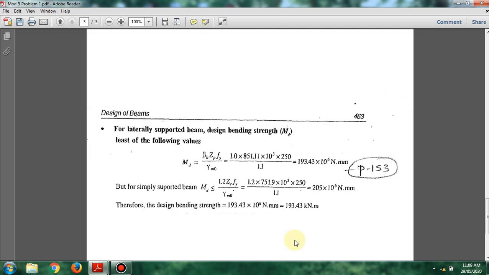So in short, first we have to write the properties of ISLB 350 at 486 Newton per meter from the steel table, and ZE and ZP from IS 800 2007. Next we have to calculate the B by TF ratio and D by TW. Depending upon these two values we will decide the section classification. We got the section as plastic, so beta B will be 1, and we calculate the design bending strength. There are two formulas to find the design bending strength: beta B ZP Fy divided by gamma m0, and for simply supported it is 1.2 ZE Fy divided by gamma m0. So the least value of both will give you the design bending strength of a beam.